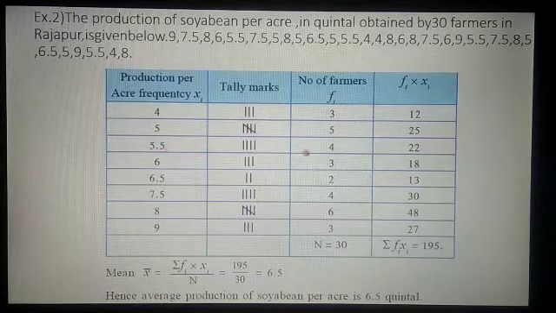Then 5.5 occurs how many times? 4 times. So 4 tally marks, and 4 into 5.5 is 22.0, so 22. Then 6 occurs 3 times. So frequency is 3 and 3 tally marks, and 3 6s are 18. Now 6.5 occurs 2 times. So 2 tally marks, and 2 into 6.5 will be 13.0, so 13. Now 7.5 occurs 4 times. So in number of farmers we write 4, and 4 tally marks. Now 4 into 7.5 is 30.0, that is 30.